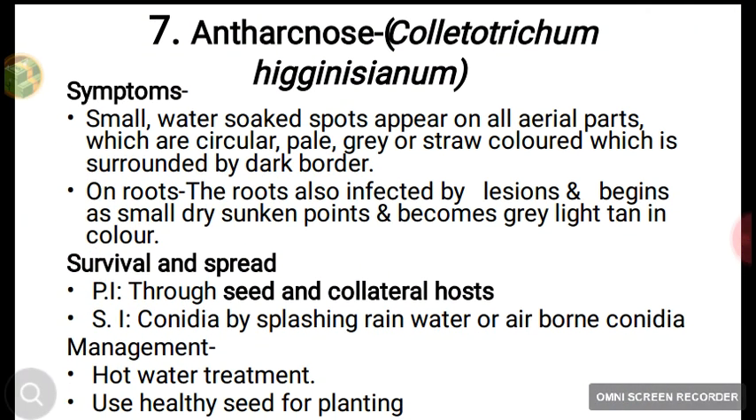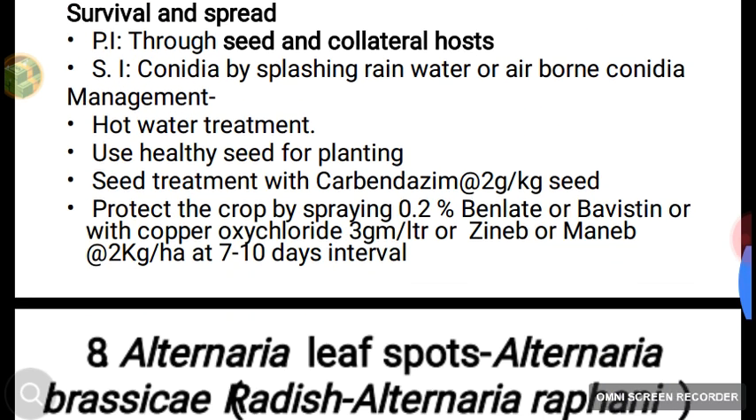And anthracnose, Colletotrichum species, here Colletotrichum higginsianum. Small water-soaked lesions form and they become brown in color, grey or straw colored, surrounded by a dark border. And the lesions become sunken, they become dry, light tan in color.